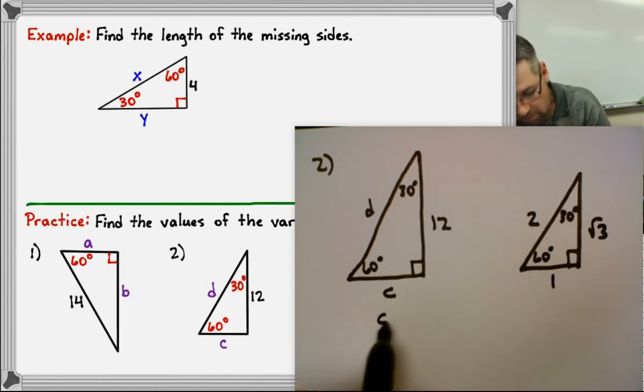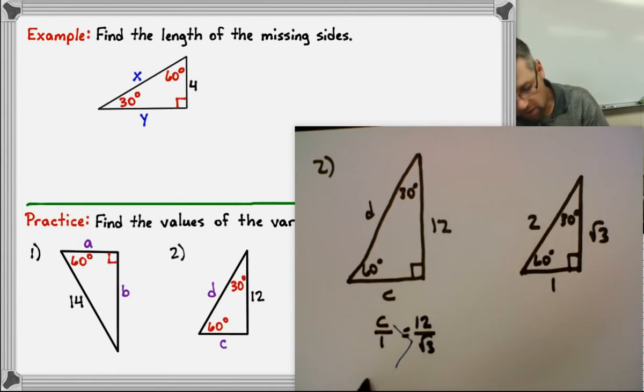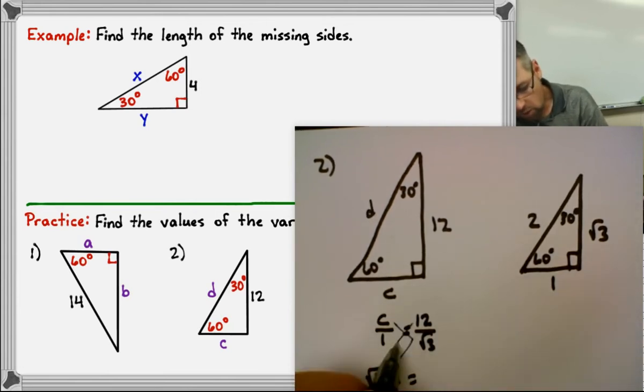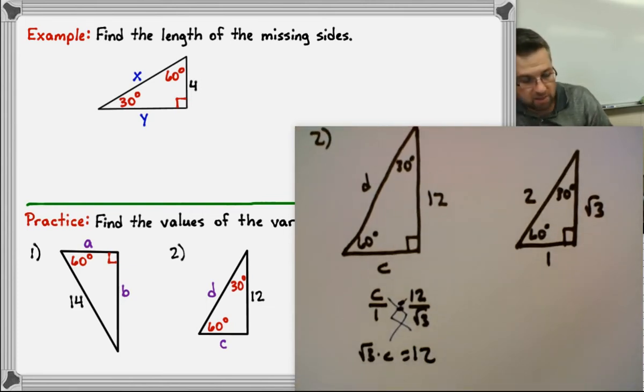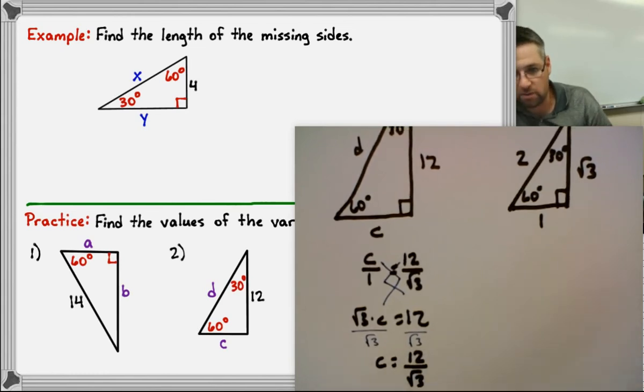So picking C, I'm going to put C over 1 equals 12 over radical 3. Now, I could cross multiply, and I will just for good measure. I get radical 3 times C equals 12 times 1, which is 12. Okay. Then from here, we're going to divide by the square root of 3. This is the only tricky one we have to be careful of in the 30, 60, 90s, okay? C equals 12 divided by radical 3.